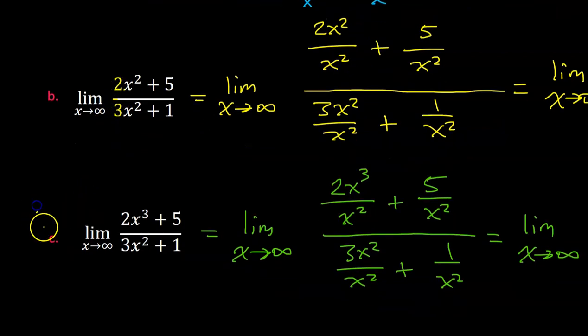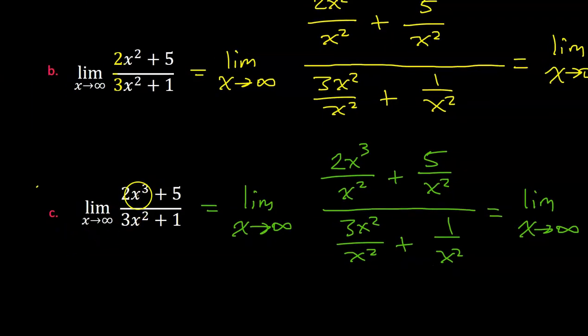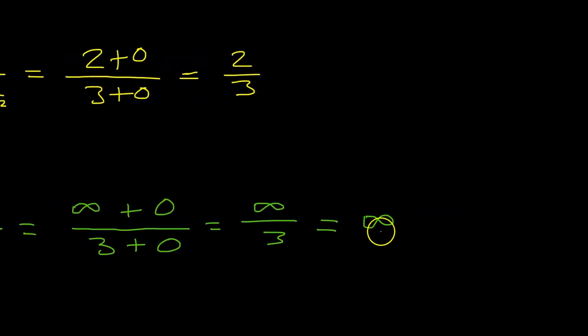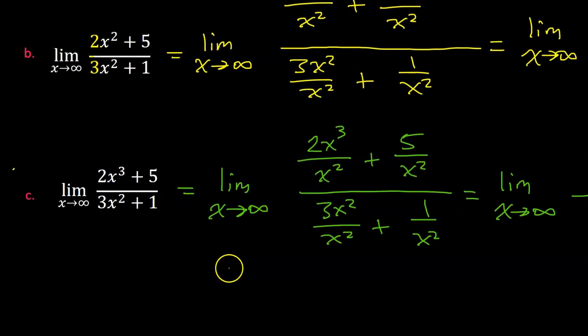And how about the last one? So when the degree of the numerator is higher, there is no limit. So that's going to be the rule for when the degree of the numerator is higher.